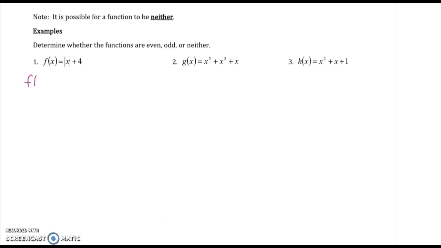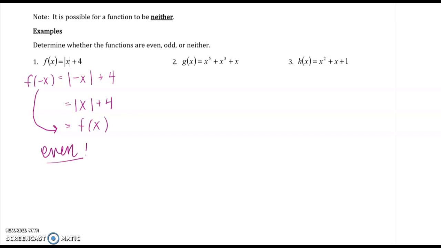All we do here is plug in negative x. If I plug in negative x into this function, I would get the absolute value of negative x plus 4. But negative x in an absolute value will just end up being the absolute value of x plus 4, which happens to be our original function. Because when I plugged in negative x, I ended up with my original function, this is even.